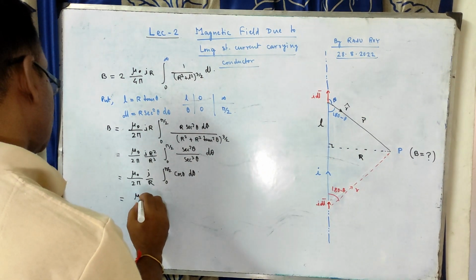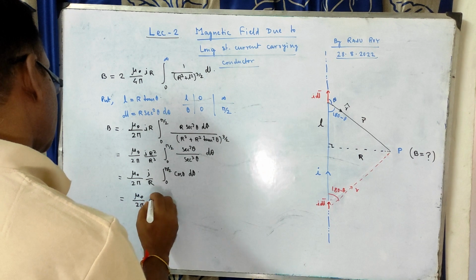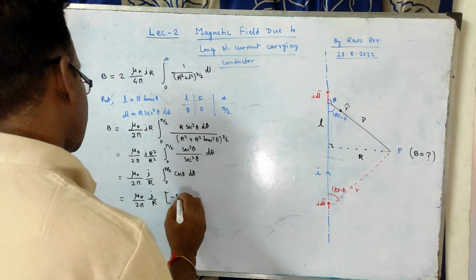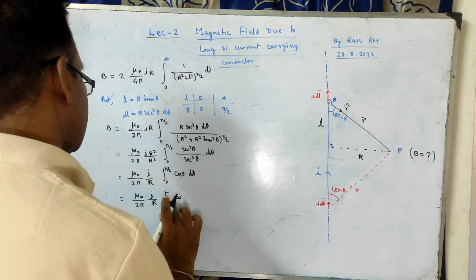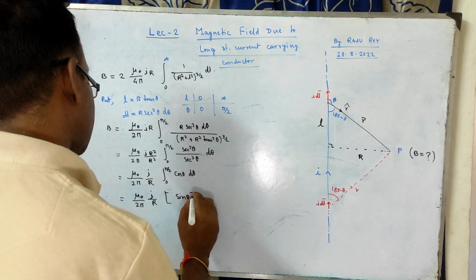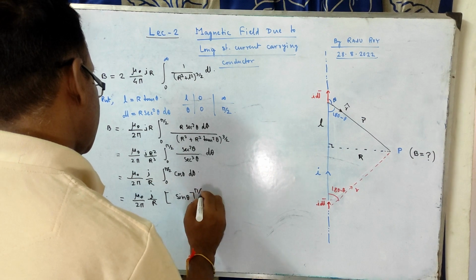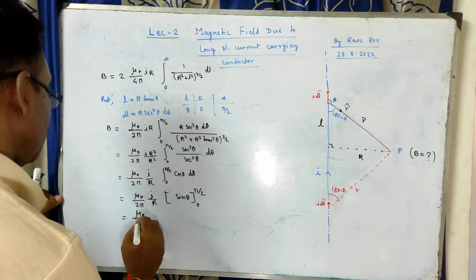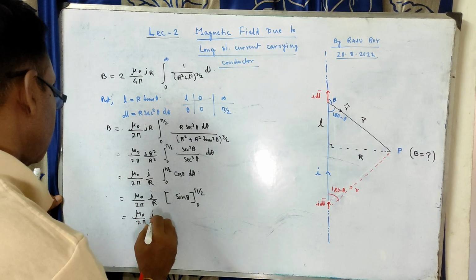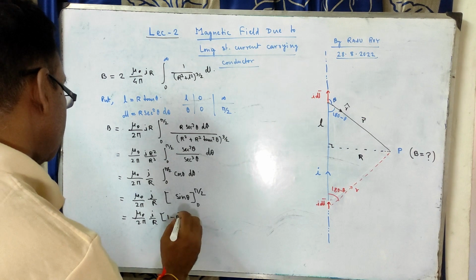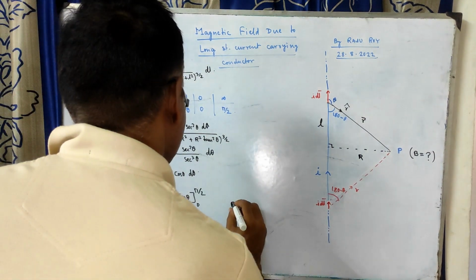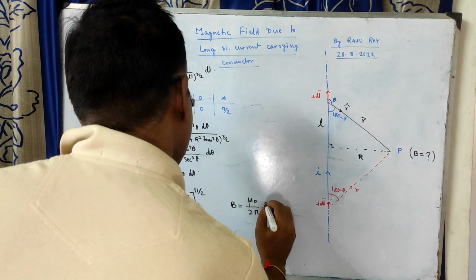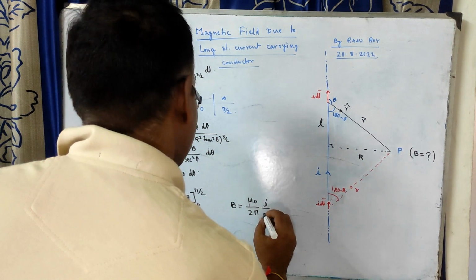So mu 0 by 2 pi I by r, the integral of cos theta is sin theta, 0 to pi by 2, right. So this gives me mu 0 by 2 pi I by r times 1 minus 0. So what you are getting ultimately, B is equal to mu 0 by 2 pi I divided by r.